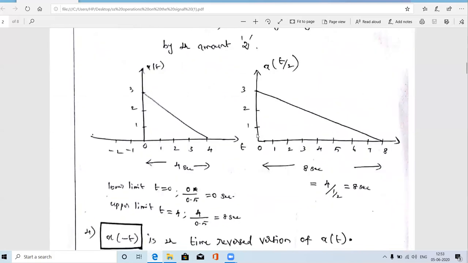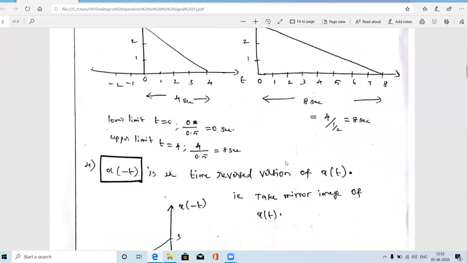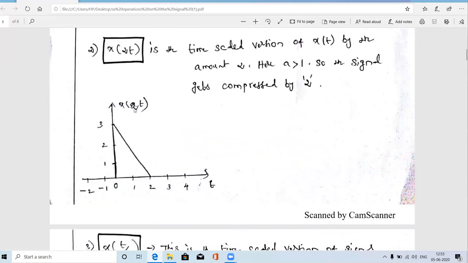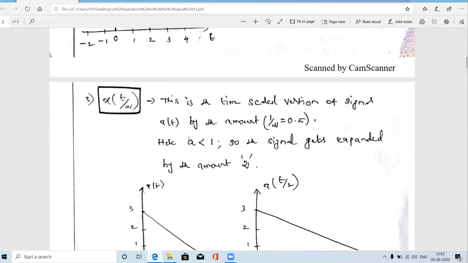So now we will get the answer like this. In the same manner we have to do it: the lower limit and upper limit, you divide by the A value. For this problem, the A value is 1 by 2. For this problem, the A value is 2. This is the thing.